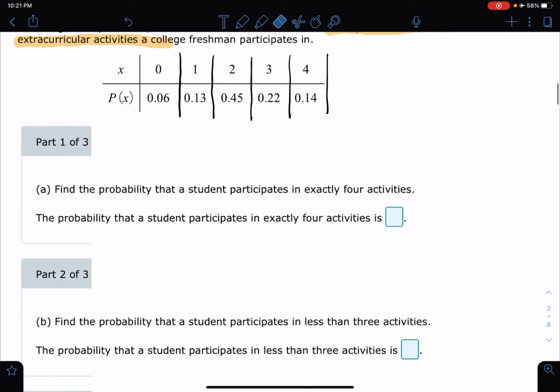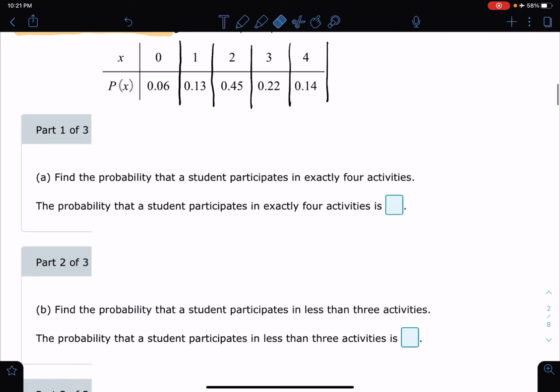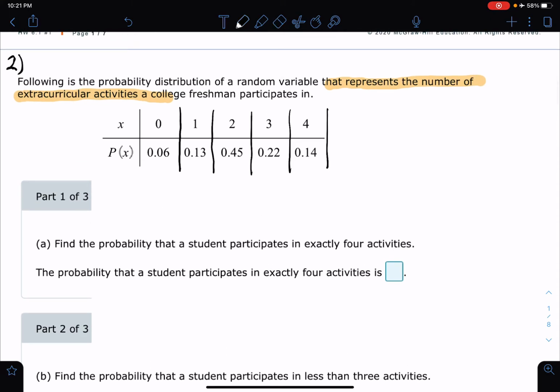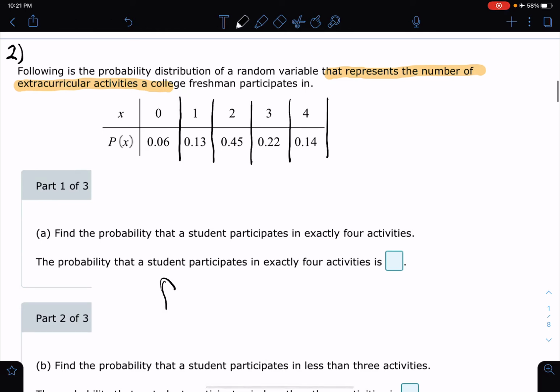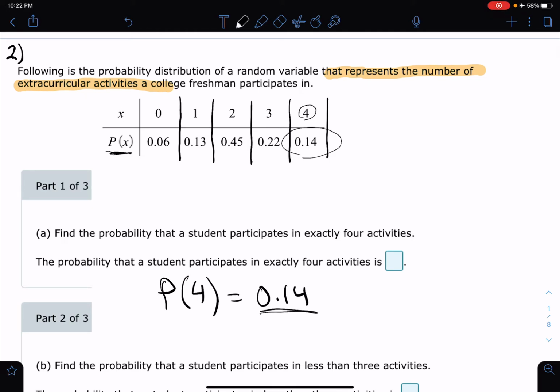So now let's see. What are the questions? Find the probability that a student participates in exactly 4 activities. So the notation goes like this. I'm looking for the probability of exactly 4 activities. And that is actually, right, here's 4 activities, and then there's p of x. So this is actually p of 4. So the answer is, what's the probability that the student participates in exactly 4 activities? It's going to be 14% or 0.14. Let's take a look at the next one.